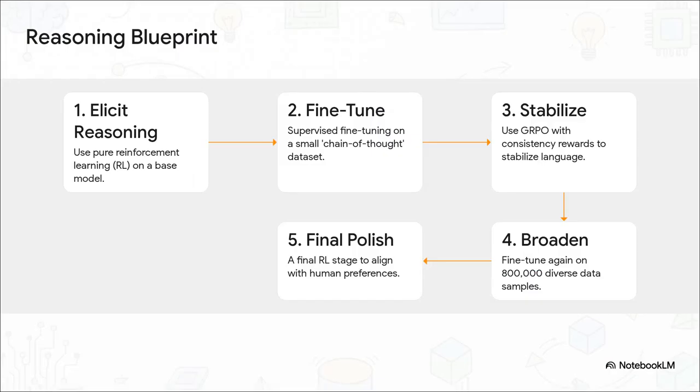And believe it or not, there's actually a recipe for it. This blueprint shows the incredibly careful process behind today's top reasoning models. It's not just one big training run. It's a careful, multi-stage process that starts with pure reinforcement learning, just to get the model to even try to reason. And then it carefully layers on fine-tuning and stabilization before a final polish at the end.